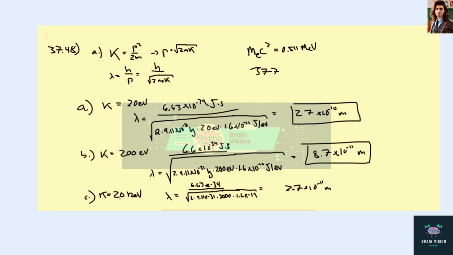Why should you expect this? Well, this is 100 times greater energy than part A. And if it's 100 times greater energy, the energy is square rooted on the bottom, so it should be 10 times less, which we see exactly here, exactly 10 times less than part A, or 1 order of magnitude less.